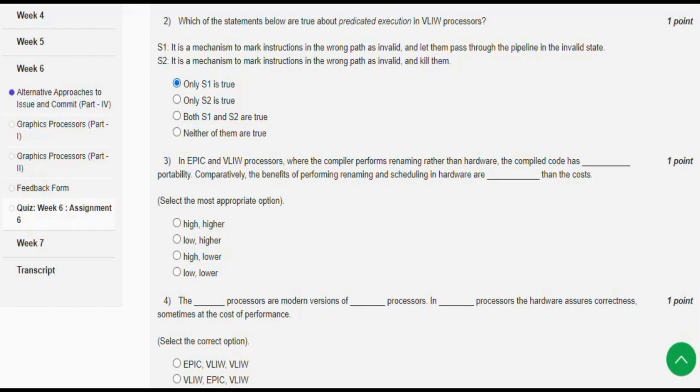Now question number 3. In EPIC and VLIW processors where the compiler performs renaming rather than the hardware, the compiler code has low portability. Comparatively, the benefits of performing renaming and scheduling in hardware are higher than the cost. So here low and higher will be the correct answer. Okay, so I select that option.